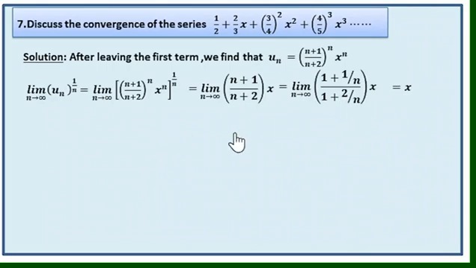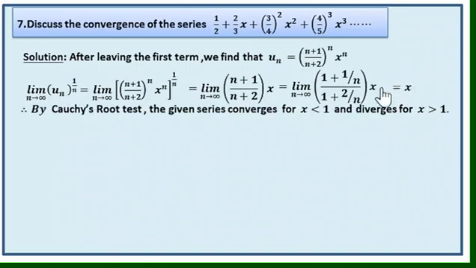Now by Cauchy's root test, the series converges if the limit of un power 1 by n as n tends to infinity is less than 1, and diverges if the limit is greater than 1. So we have the series converges if x is less than 1, and diverges if x is greater than 1.